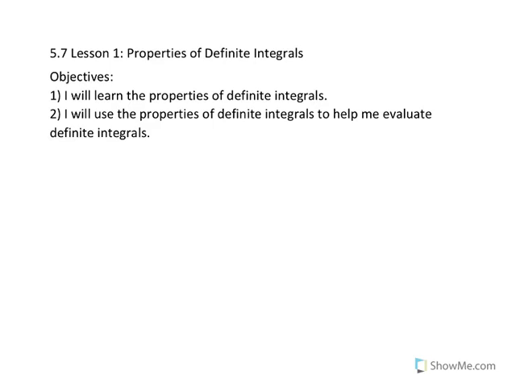5.7 Lesson 1, Properties of Definite Integrals. Our objectives are: 1, you will learn the properties of definite integrals, and 2, you will use the properties of definite integrals to help you evaluate definite integrals.